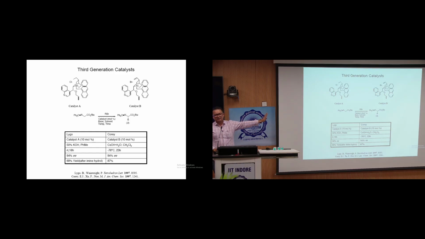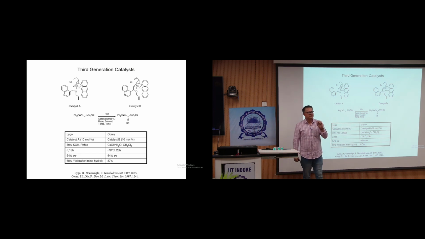Lygo, a young person at that time. Corey, a very big shot at Harvard University. And they propose a simple reaction. Catalyst A by Lygo, catalyst B by Corey. But what is the difference between catalyst A and catalyst B? What is the difference between catalyst A and catalyst B? Is there any difference in the counter cation? What is the difference? In the first case, can you find the difference?